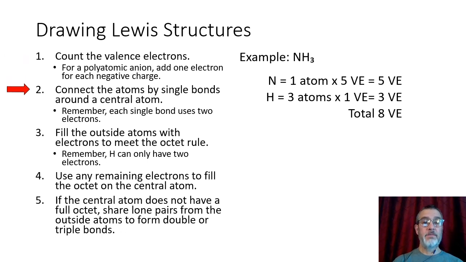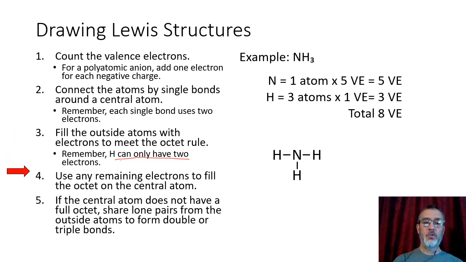Next, I connect the atoms by single bonds around a central atom. So if I put the nitrogen in the middle and connect it with single bonds to 3 hydrogens, that's 2, 4, 6 electrons so far. Now I'm going to fill the outside atoms with electrons to meet the octet rule. But since H can only have 2 electrons, the hydrogens are already complete with a full octet, which in hydrogen's case, octet means 2. So the hydrogens are already full.